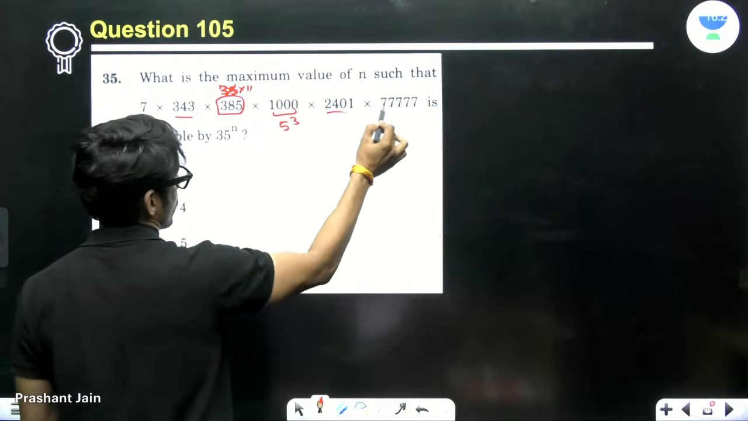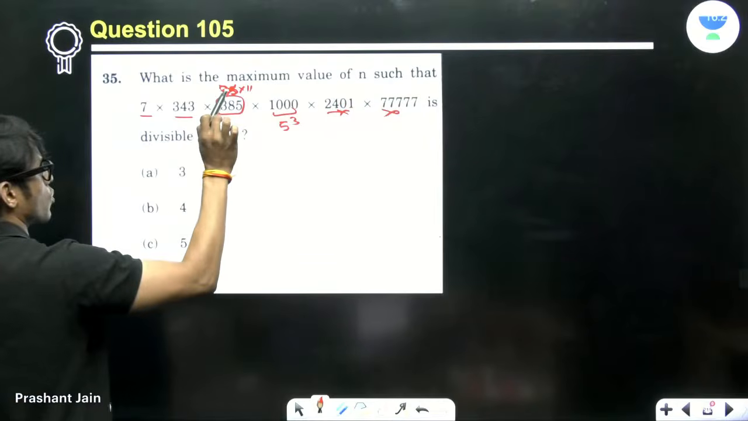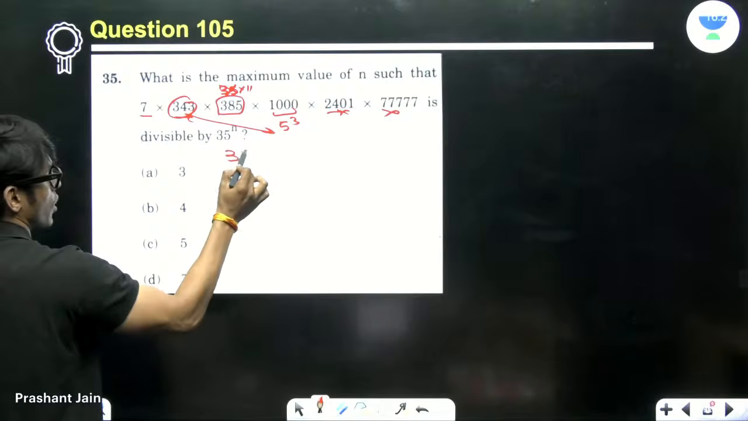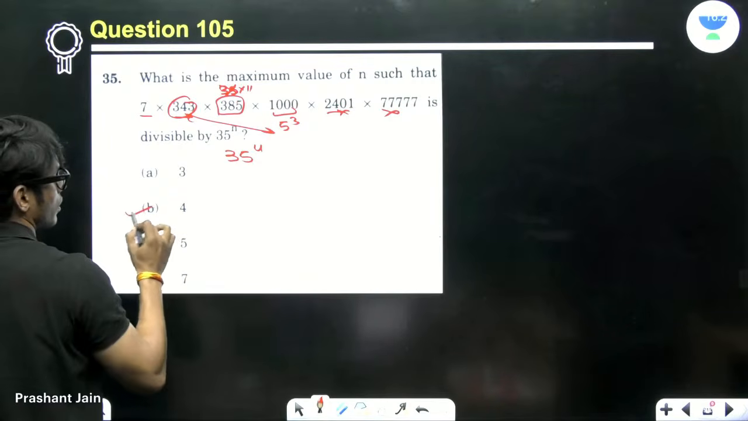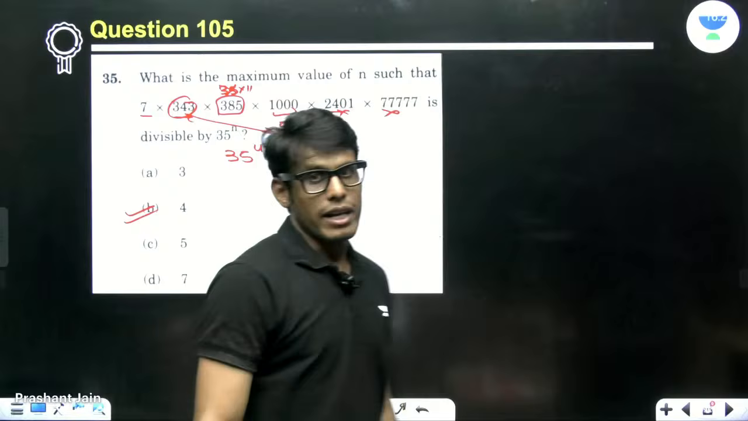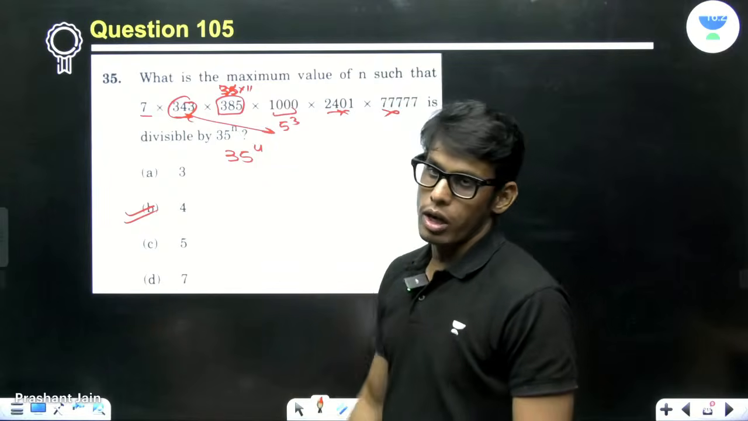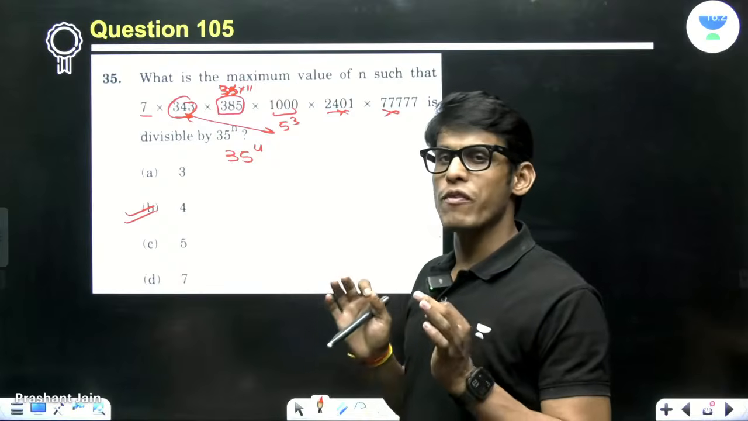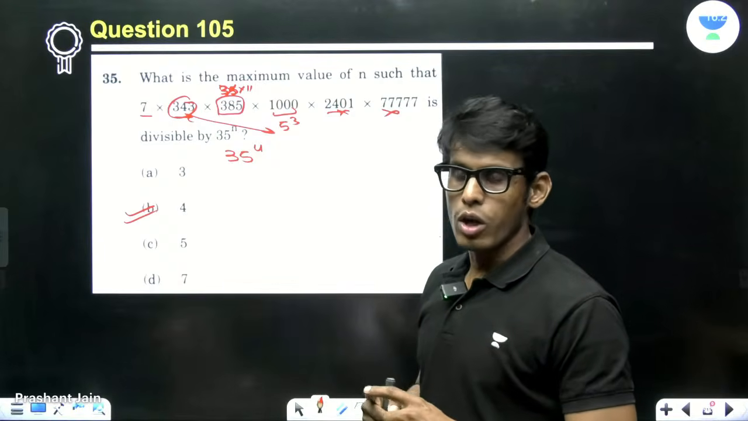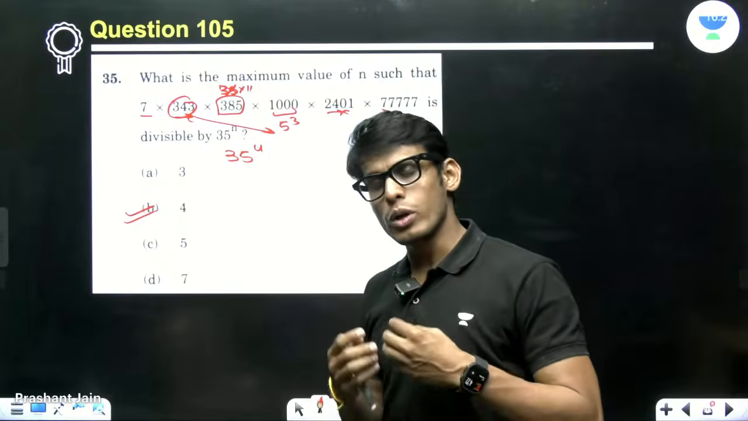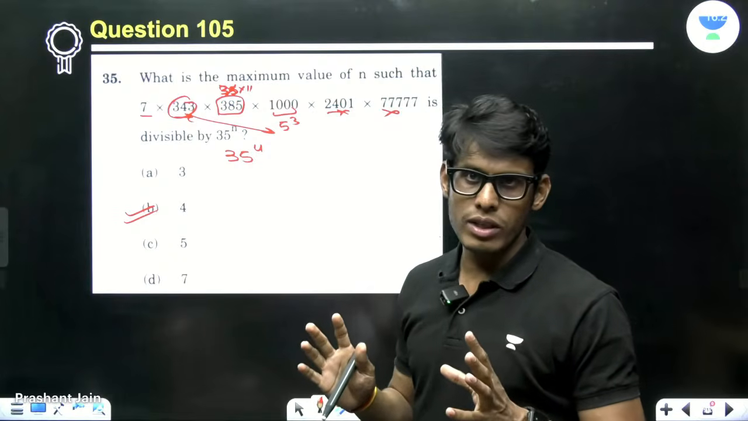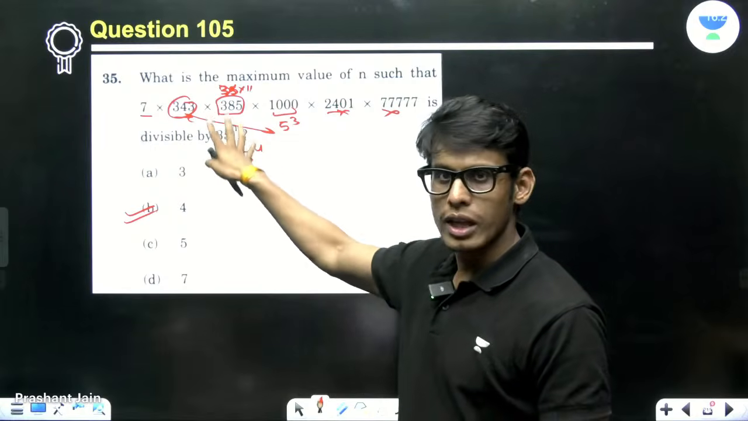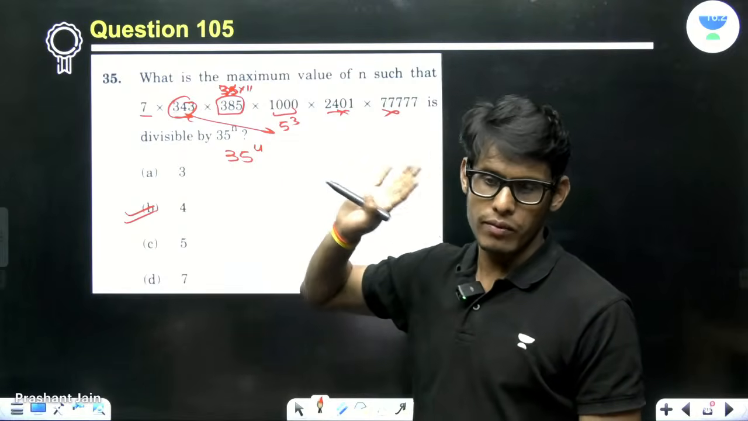And then there is no 5. Lots of 4s, but no 5s. So you just combine these three. So you have 35 to the power 4 here. Right? So in this product, 7 is in excess. We just have to count how many 5s you can have, because you will be able to make only as many 35s as the number of 5s. If you have four 5s, then you will be able to make four 35s.